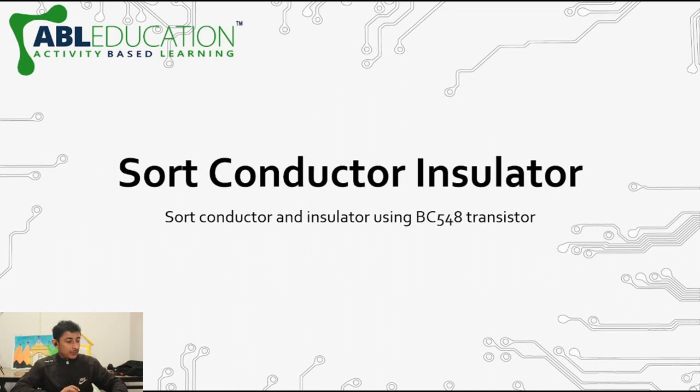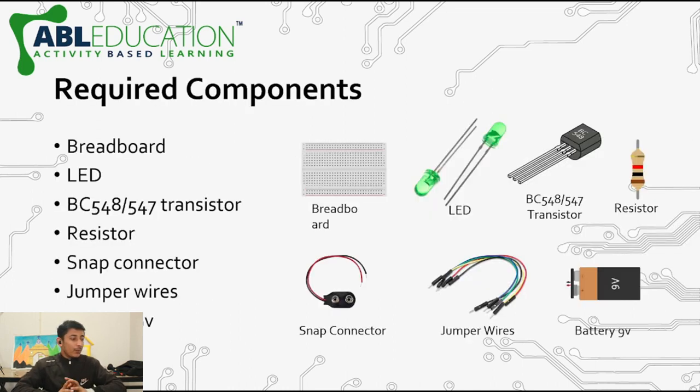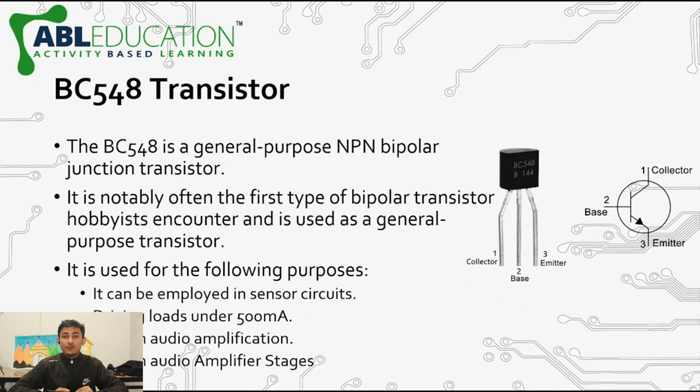For the practical method, we require some components for our circuit. Those components are a breadboard, an LED, a BC548 or BC547 transistor, a resistor, snap connectors, jumper wires, and a 9-volt battery. Here we have a new thing, that is the BC548 transistor.